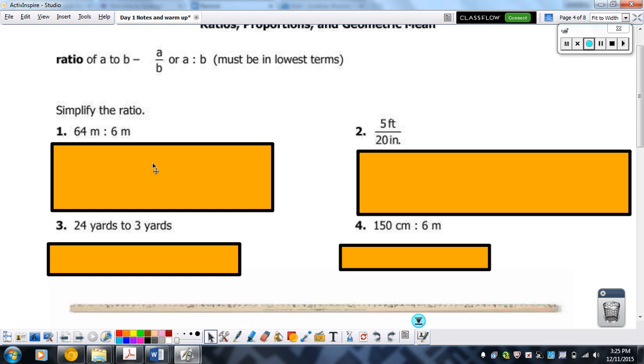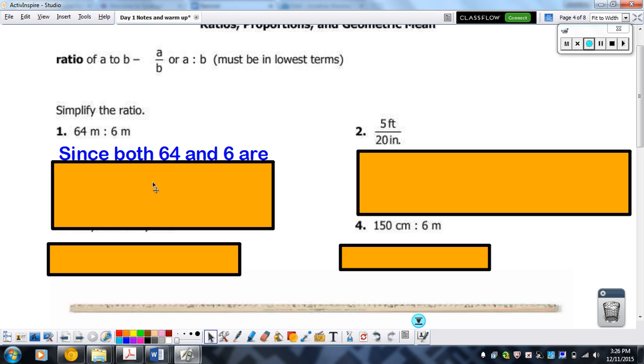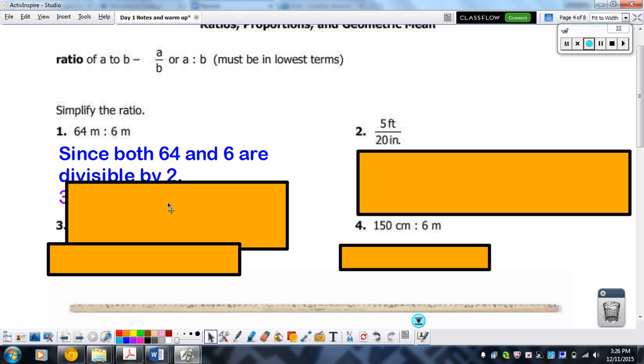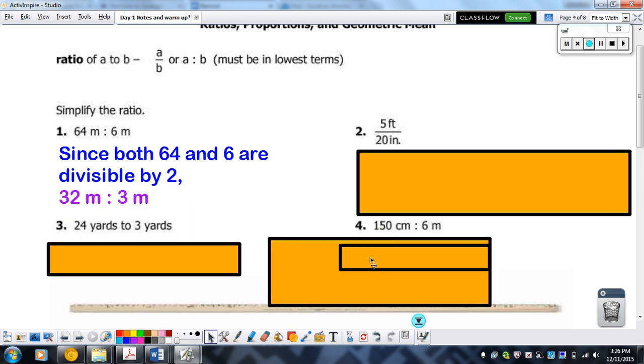Number 1, we want to simplify the ratio 64 meters to 6 meters. So since 64 and 6 are both divisible by 2, we reduce that ratio to 32 meters to 3 meters. Don't change the order. It's the bigger numbers first. Keep it that way. Number 2, the ratio is 5 feet to 20 inches.